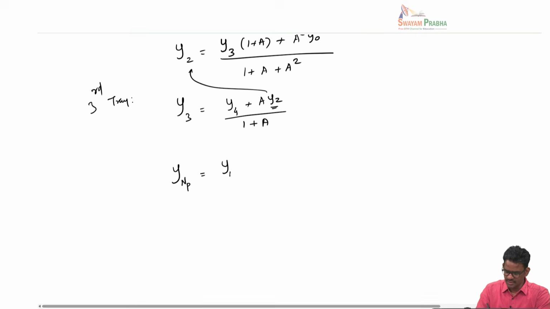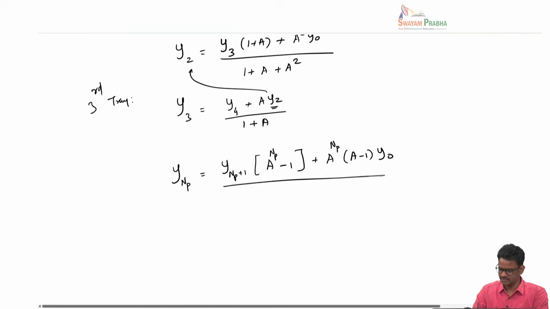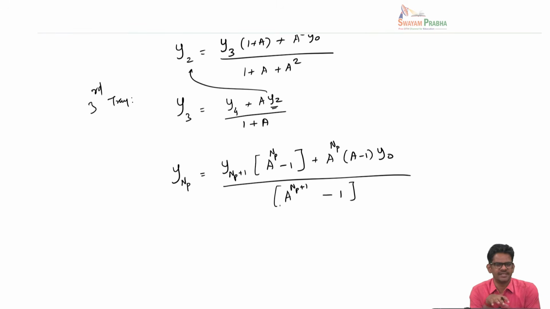Ynp can be written as ynp plus 1 a absorption factor to the power np minus 1 plus a to the power np into a minus 1 y0 by a to the power np plus 1 minus 1. So this basically comes merely from the mole balance that we have done, and also making sure that the outgoing streams are in equilibrium.